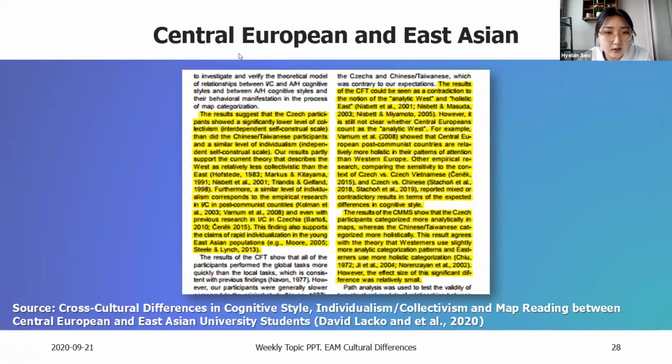So as you can see in the context, the results suggest that the Czech participants showed a significantly lower level of collectivism than the Chinese or Taiwanese participants, and a similar level of individualism. However, the author is saying that there are several specific similarities in the historical background. So the Central European culture and East Asian culture are not that different. They have several common historical backgrounds, and they share several similarities in their culture. And that means that when you divide the cultural East and West, you cannot only focus on the geography.